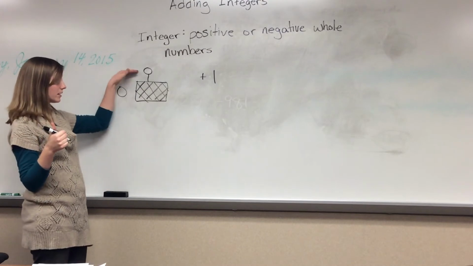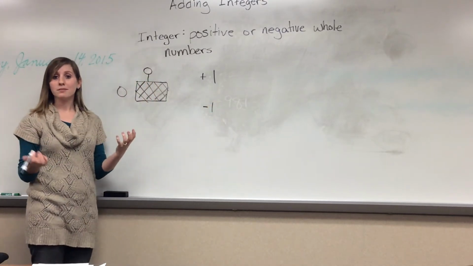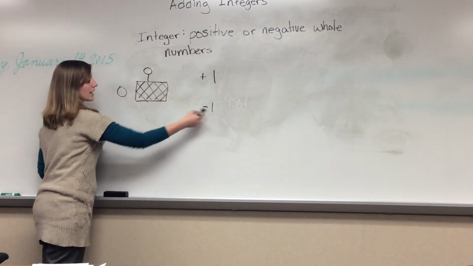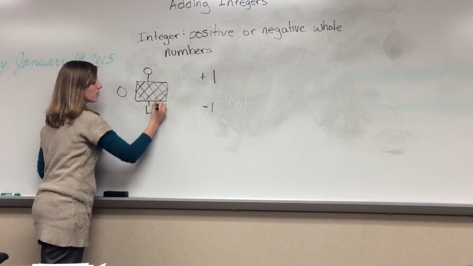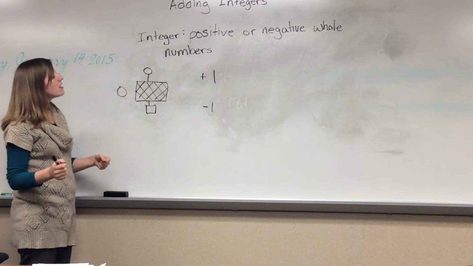Now, for positive numbers, like positive 1, I use helium balloons, okay? Because they make the basket lighter, they make it go up, okay? So positives are helium balloons. Negative numbers, like negative 1, are weights, because they make the basket heavier, so they would make it go down. So negative 1 would be represented by 1 weight. That's the visual I'm going to be using for our examples.